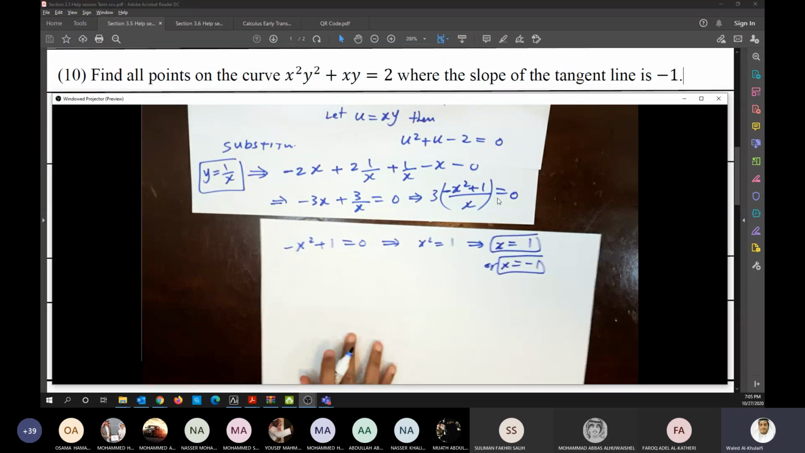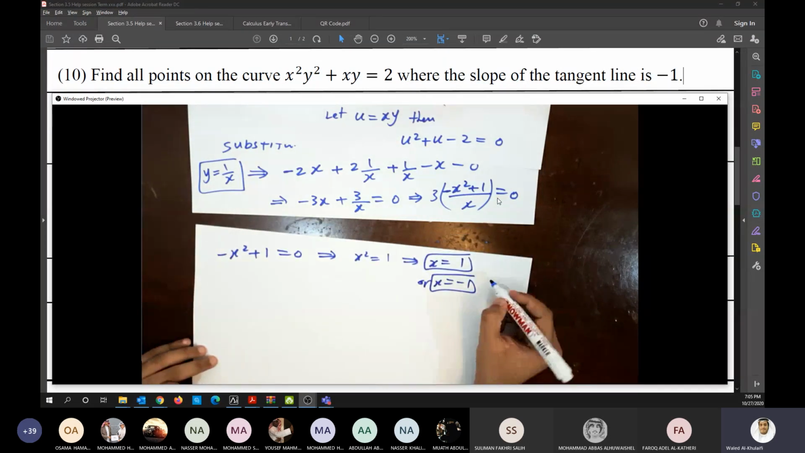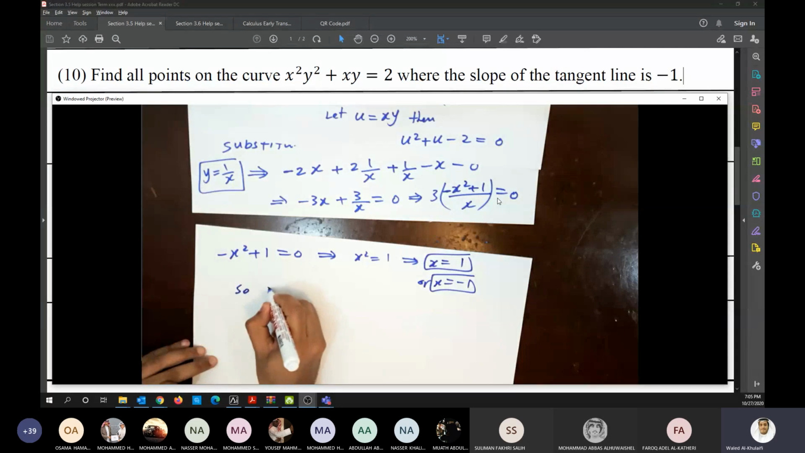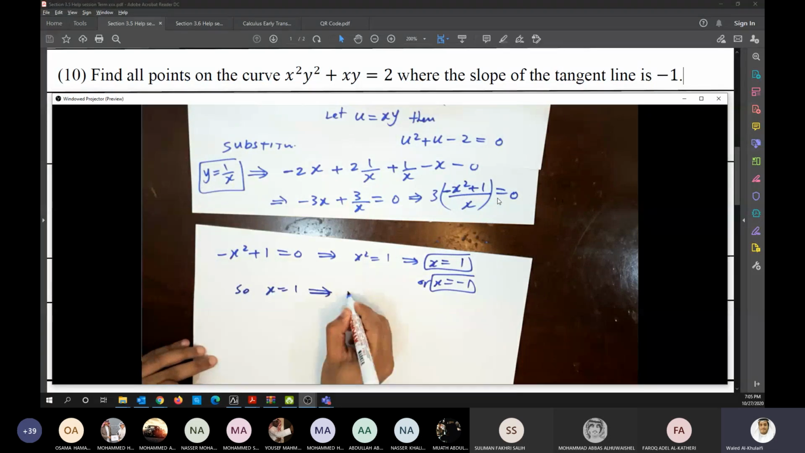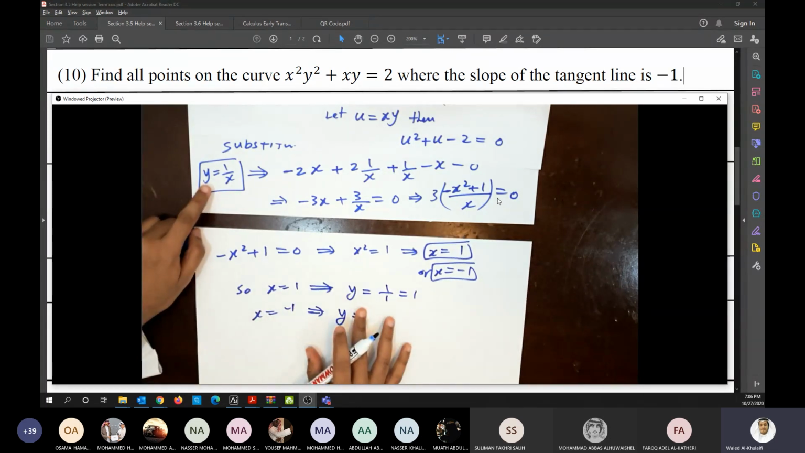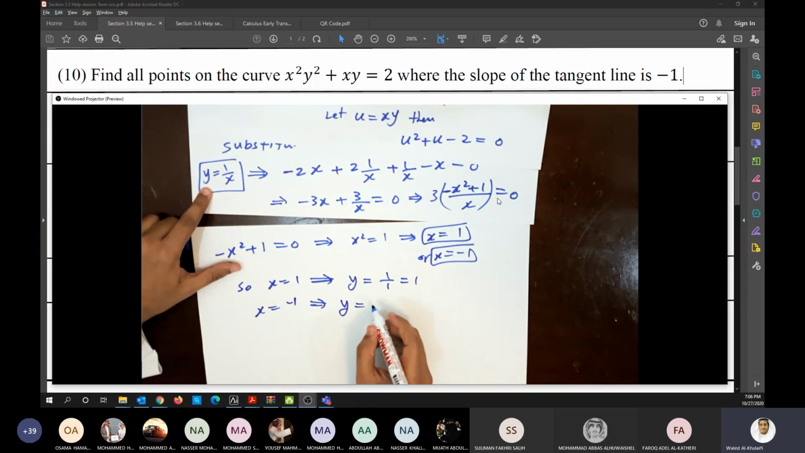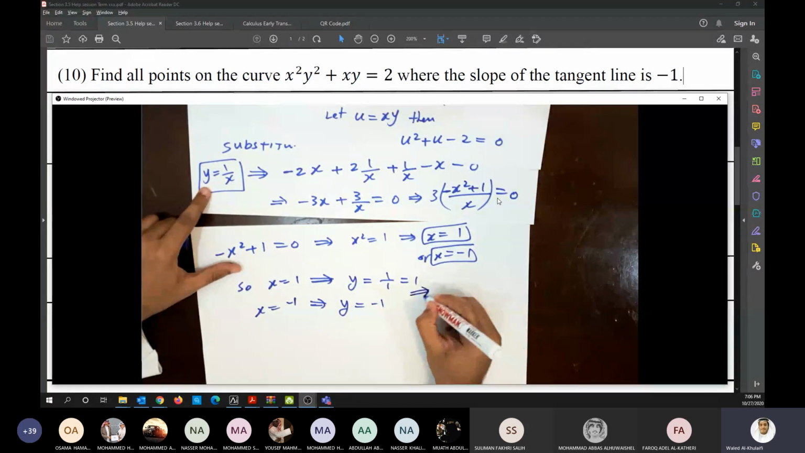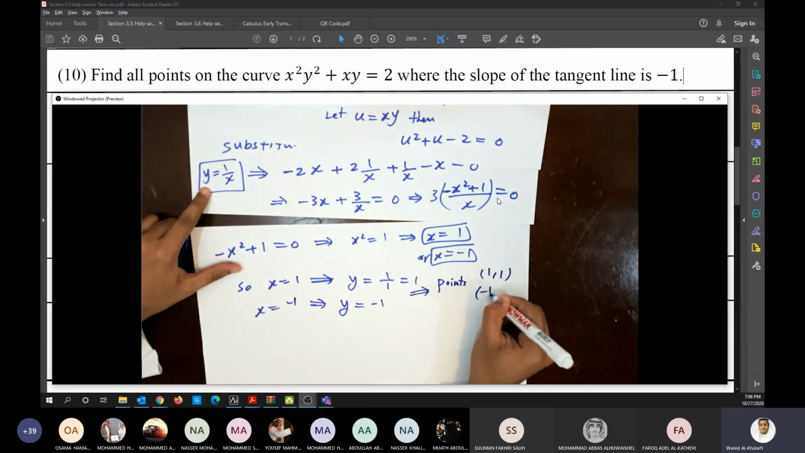This is for when we have y. So when x equals 1, then you have y equals 1 over 1, which is 1. When x equals negative 1, it implies that y equals. Of course, why do I say this, guys? Because don't forget that we did this. So we have y equals negative 1. So we have the points (1, 1) and (-1, -1).